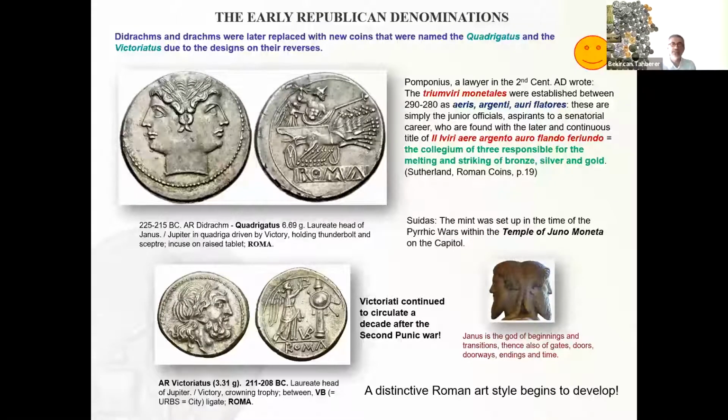And Suidas, another source from the 1st century AD, says the mint was set up in the time of the Pyrrhic Wars within the temple of Juno Moneta on the Capitol, which might not be correct.